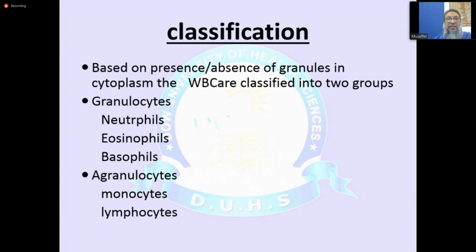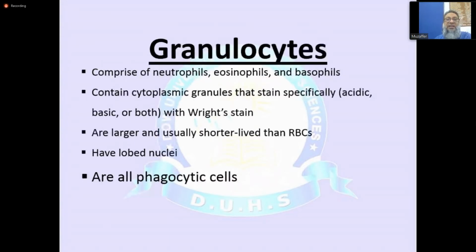Now, in the next slide, we will see here the granulocytes. They comprise three basic white blood cells: neutrophil, eosinophil, and basophil. They contain the granules in their cytoplasm, specifically acidic, basic, or both, with the right stain. I have already told you the names we have given to these white blood cells based upon the type of staining they accept. And they are definitely larger in size when we compare them to the red blood cells.